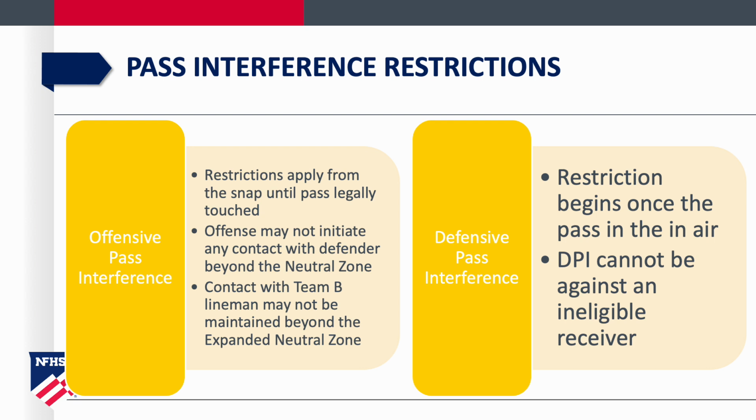We also can't have defensive pass interference against an ineligible receiver. This is another situation in which the crew will probably need to come together to discuss multiple fouls. An official might call DPI, but doesn't know that the player is ineligible. We need to confirm whether the player interfered with was in fact an eligible receiver.